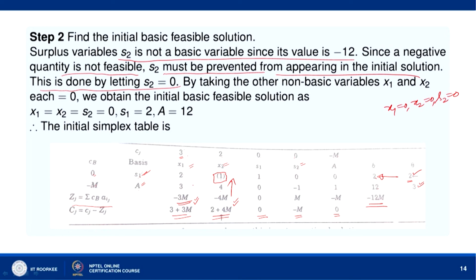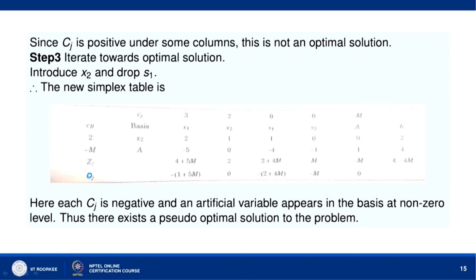Now, s1 will be replaced by x2. Okay. s1 will be the outgoing variable, x2 will be the incoming variable. So, in place of s1 we will have x2, and here the coefficient of x2 will come, that is 2, and we get this table 2 x2 minus m a, and then we get this table. Okay. So, 2 1 1.